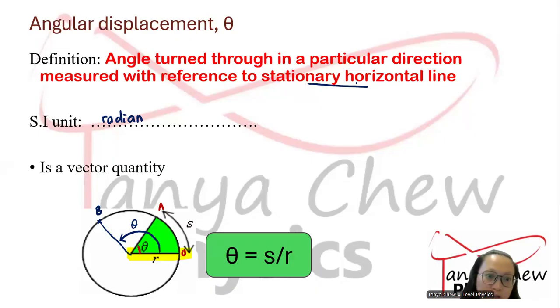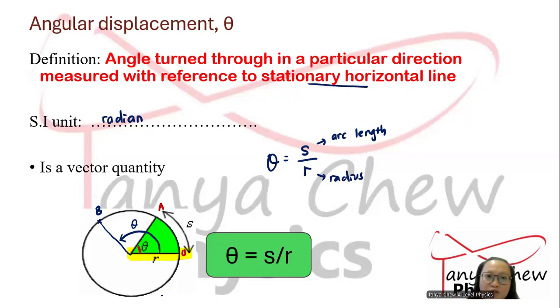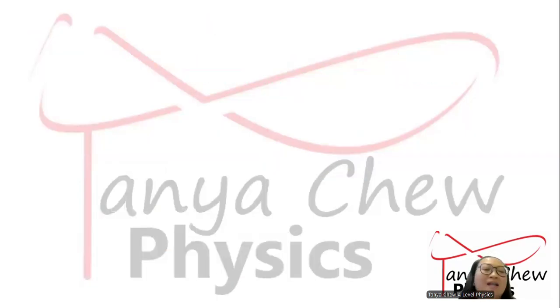So if you want it mathematically, angular displacement is theta, which is equal to S over R. Now, what does S represent? S represents arc length. Arc length is the curve length, which is shown in the diagram that I have given you. And R is called the radius of the circle. Radius must be measured from the center of the circle to the surface of the circle. I hope that clarifies. Let us move on.